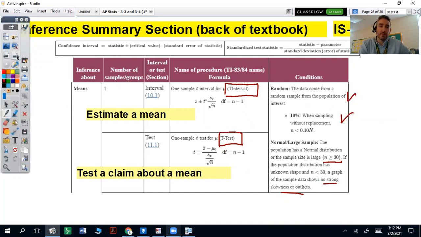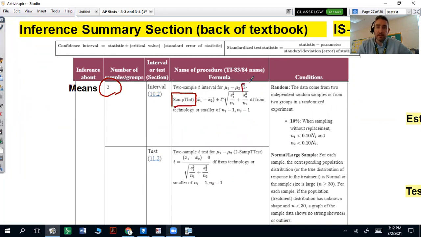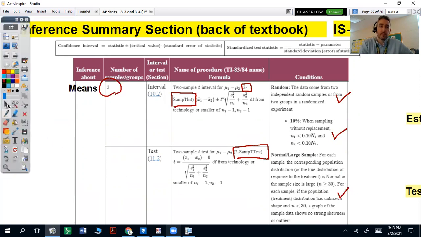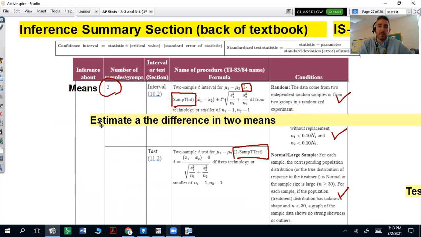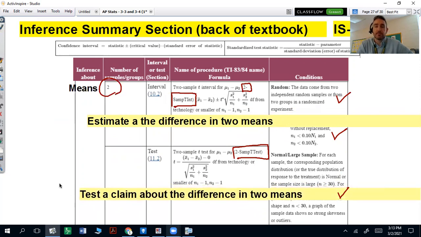And then to wrap it up, when you have means for two samples, we have two-sample t-interval and two-sample t-test. Same conditions: random, 10%, and approximately normal. Estimate the true difference in the two means versus test a claim about the difference in two means.